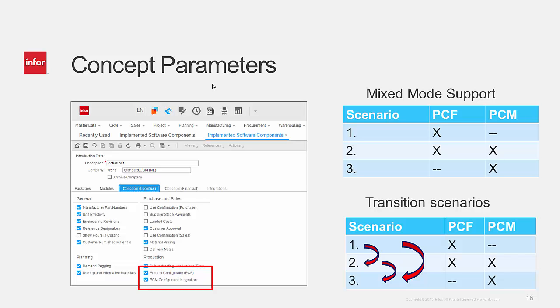In order to use PCM, you need to enable the PCM configurator integration concept parameter within Infor. As you can see, there is no specific PCM Sales Portal integration parameter, as this is an integration that operates through ION and needs to be set up as such.